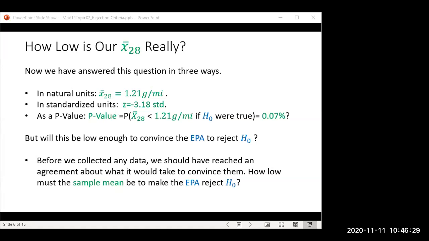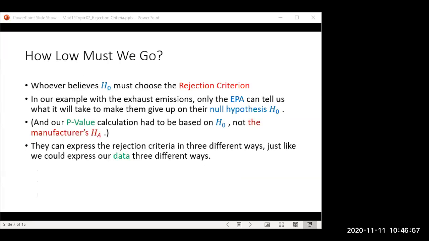But not just that, you want to know before you collect data, like you want to decide about your sample size and so forth, to make sure you can meet the criterion. So they have to tell us how low is low enough, and the answer to that question is called the rejection criterion. And whoever believes the null hypothesis, in this case the EPA, they have to choose the criterion, because only they can tell you what it would take to convince them.